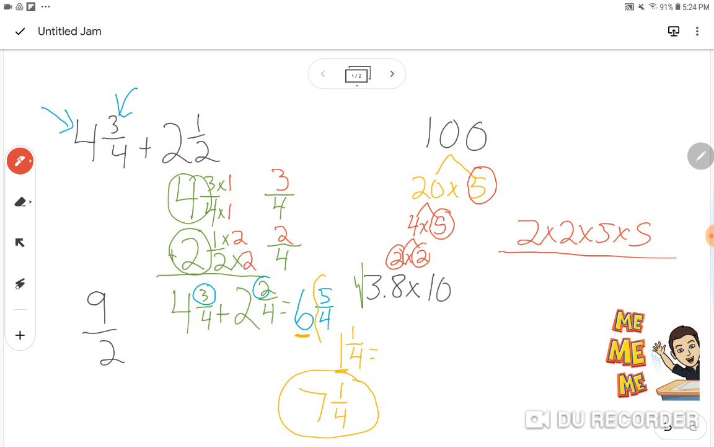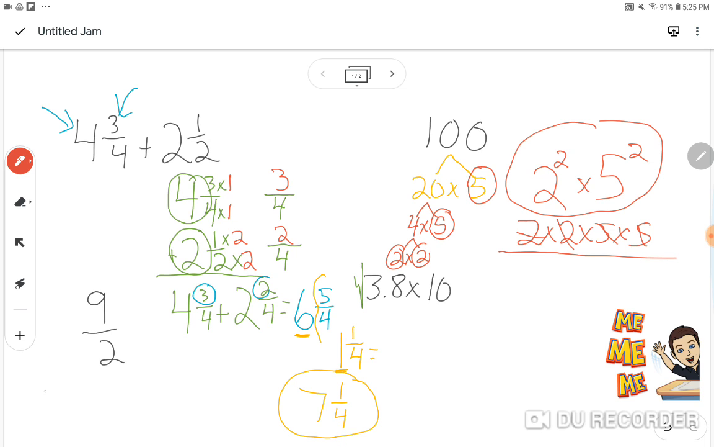Going back to the iReady, this is the way you probably saw it on iReady, because this is the way they'll teach you in 6th grade. 2, how many 2's are there? To the second power, right? See how there's 2 2's? Times 5, how many 5's are there? To the second power. That is the best answer for 6th grade.